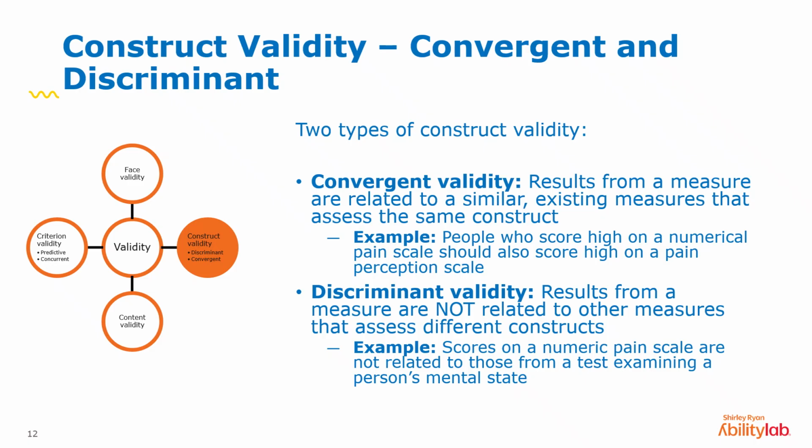To evaluate convergent validity, a researcher might administer both the numeric pain rating scale and the McGill Pain Questionnaire at the same visit. A strong positive correlation between the two would support convergent validity because both are designed to measure pain. To evaluate discriminant validity, the researchers might compare scores from the numeric pain rating scale with scores from the Mini Mental State Examination, or MMSE. Because pain intensity and cognitive status are theoretically distinct constructs, little to no correlation between these measures would support discriminant validity.